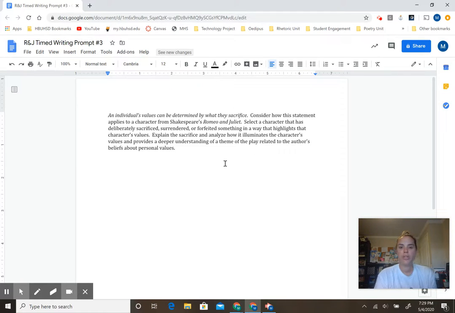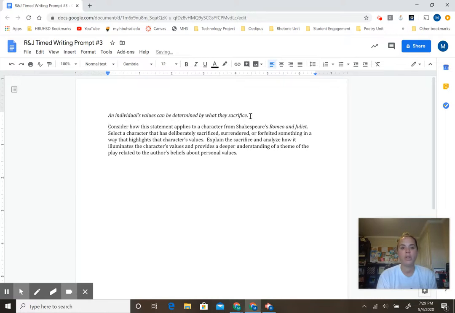So prompts 1 and 2, for both of them, I've said there's kind of 2 parts to each of these prompts, and you can almost divide them in half. For this one, there's still 2 parts to the prompt, but the first part is very short. So they give you this phrase here: an individual's values can be determined by what they sacrifice. So I am going to be willing to give something up because what I'm getting is of worth to me.